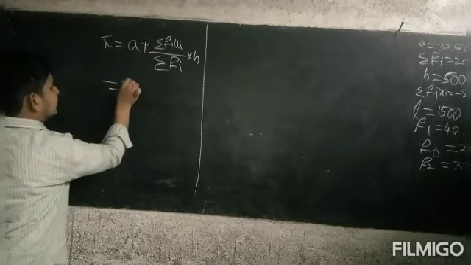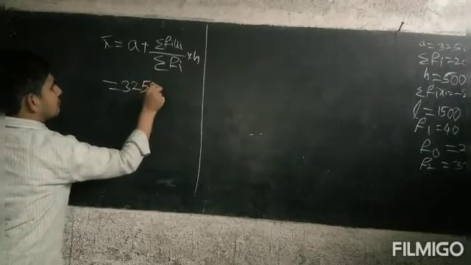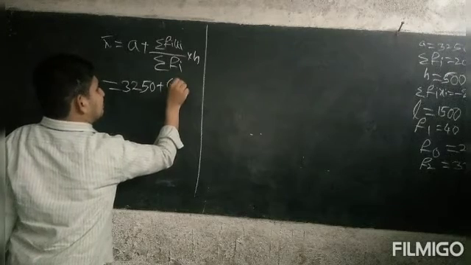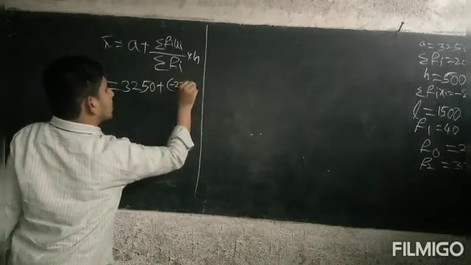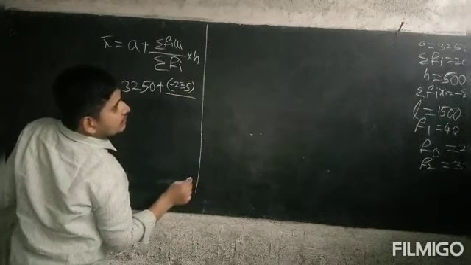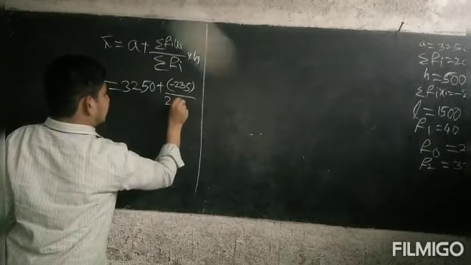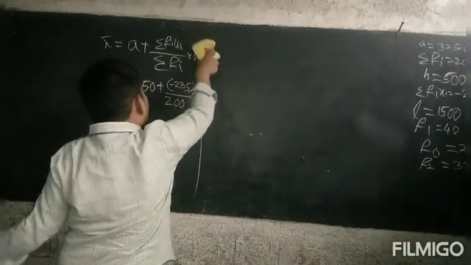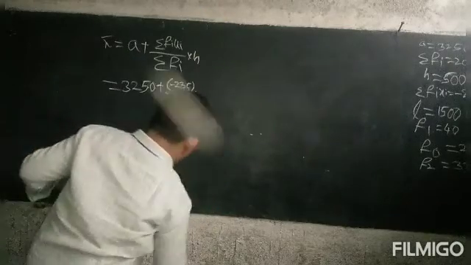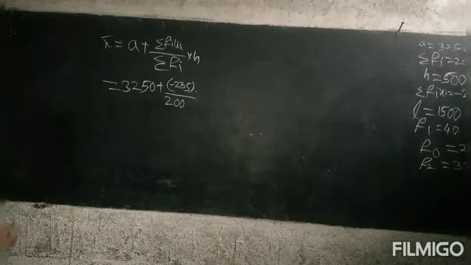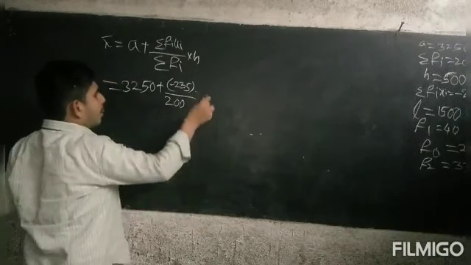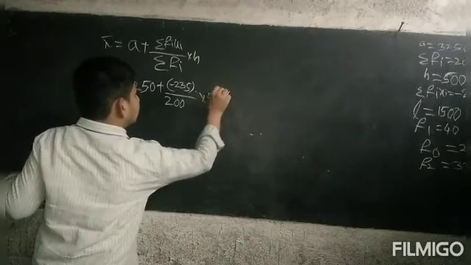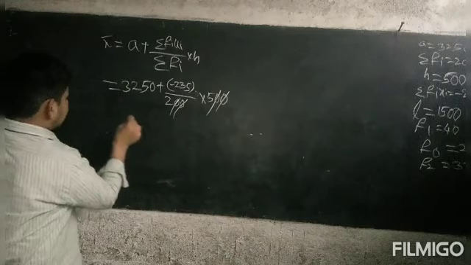Now to calculate, it is 1250 plus minus 235 by 200 into h. Find h. Okay, the two zeros get cancelled.